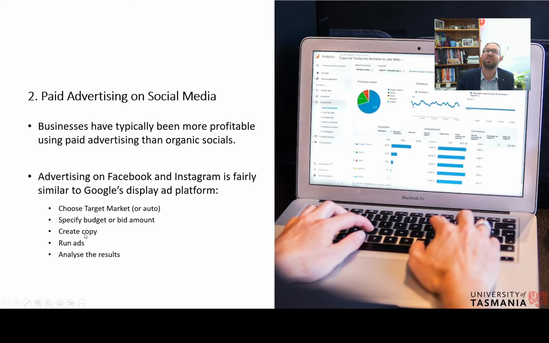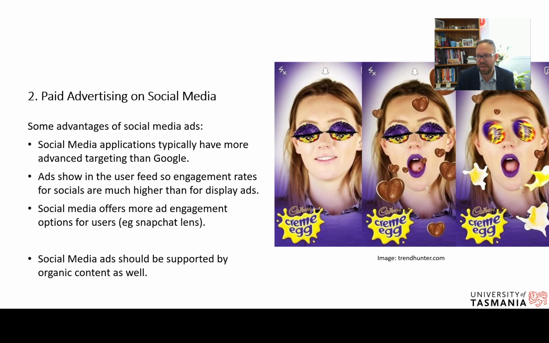Create a copy, which is writing the words that go with it and a picture. Then run the ads, press go, and then the social media applications actually analyze the results for you. They give you the statistics on there. They go, this is how many people have seen it, this is how many people liked it, how many people shared it, this is what percentage was female, this percentage was male, this is how many people in Australia, this is how many people in Southeast Asia. They just give you all that data and you can go from there.